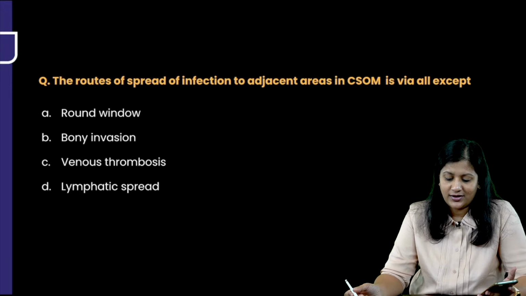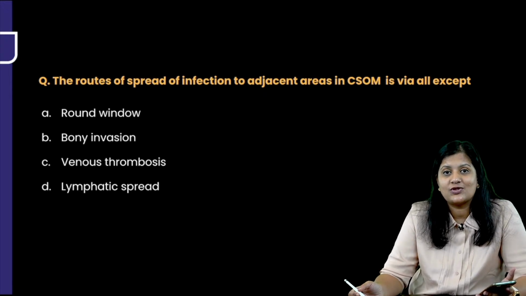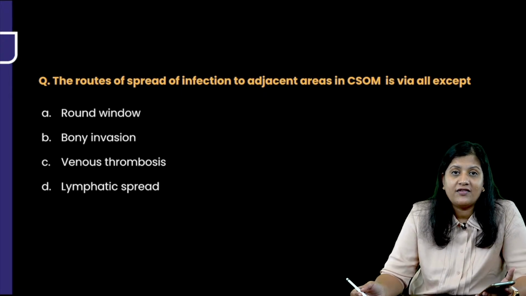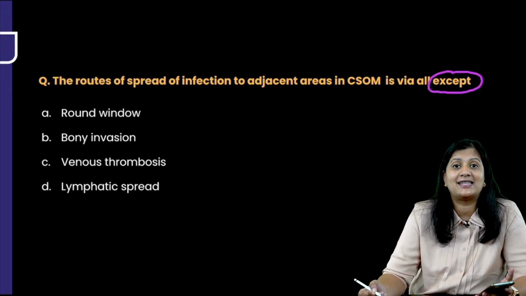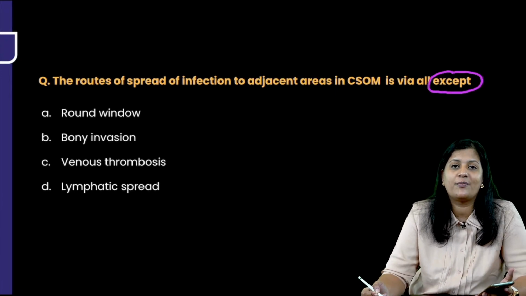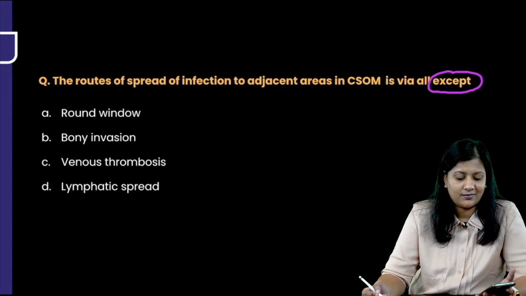Okay, the next question. The route of spread of infection to adjacent areas in CSOM is via all except: round window, via bony invasion, via venous thrombosis, via lymphatic spread. So all of them can be routes of spread except, which is not a route of spread for middle ear infection to go to the adjacent sites in CSOM.